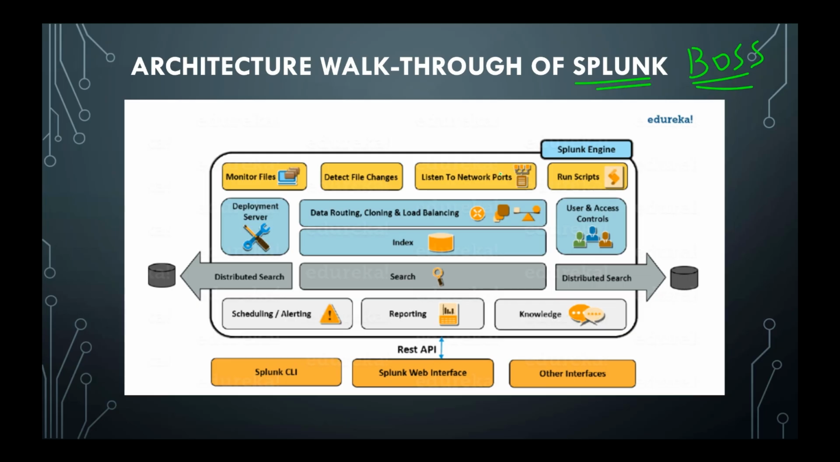You can receive data from various network ports, like here we have a port, then detect file changes, monitor files, run a script. Here you can deploy the forwarders, monitor the files coming in and detect the changes in real time. The forwarder has the capability to intelligently route the data, clone the data, and do load balancing. As I mentioned earlier, the deployment server is used for managing the entire deployment configuration and policies. And when the data is received, it is stored in an indexer.